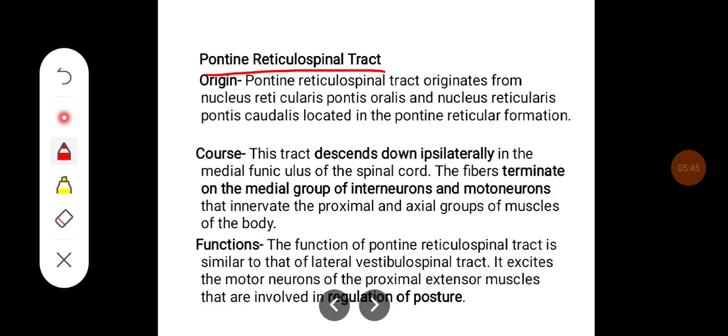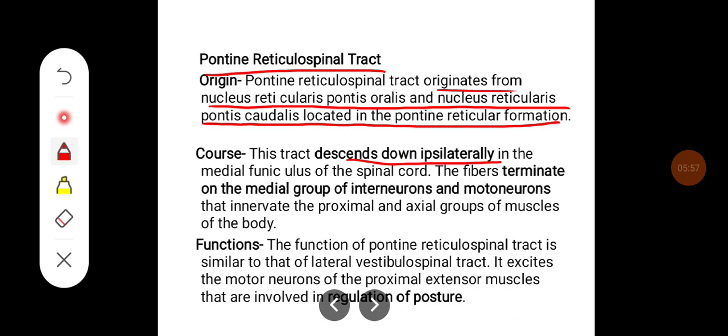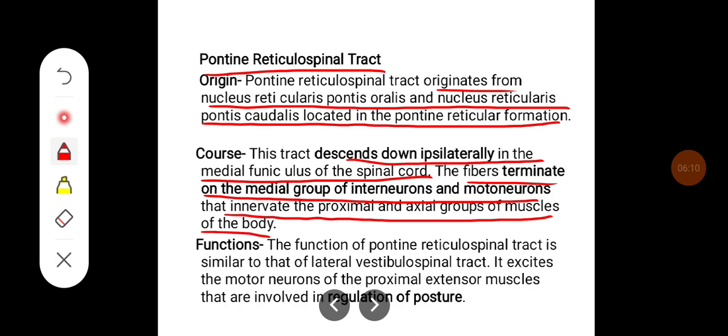Pontine reticulospinal tract. These tracts originate from the nucleus reticularis pontis oralis and nucleus reticularis pontis caudalis located in the pontine reticular formation. These tracts descend ipsilaterally in the medial funiculus in the spinal cord. The fibers terminate on the medial group of interneurons and motor neurons that innervate the proximal and axial group of the muscles of the body.